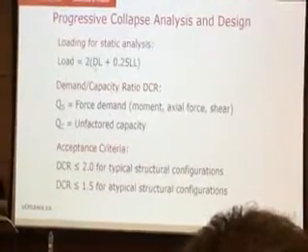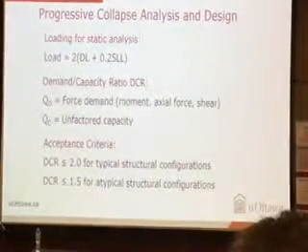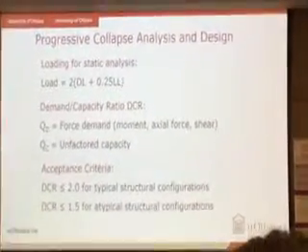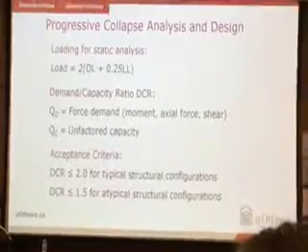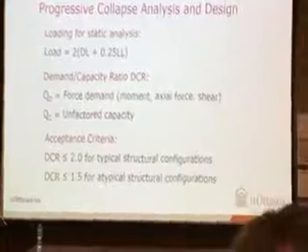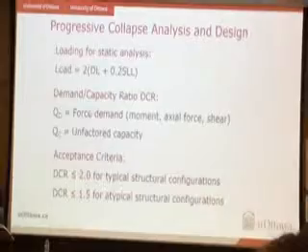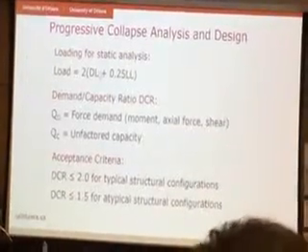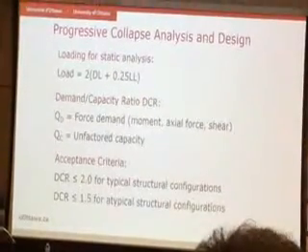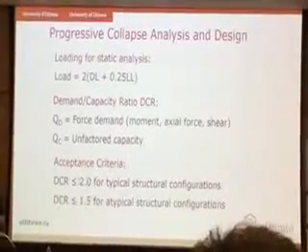So they say take dead load and 25% of live load, which may be present, okay? Multiply it by 2, because that is the maximum impact of dynamic effect. Usually it is less, but this is a simple conservative approach. And then you calculate the demand capacity ratio. Demand is how much moment is generated under this load, and then you have unfactored capacity, which is nominal capacity, using sectional analysis. And if it's less than 2, then you're okay.